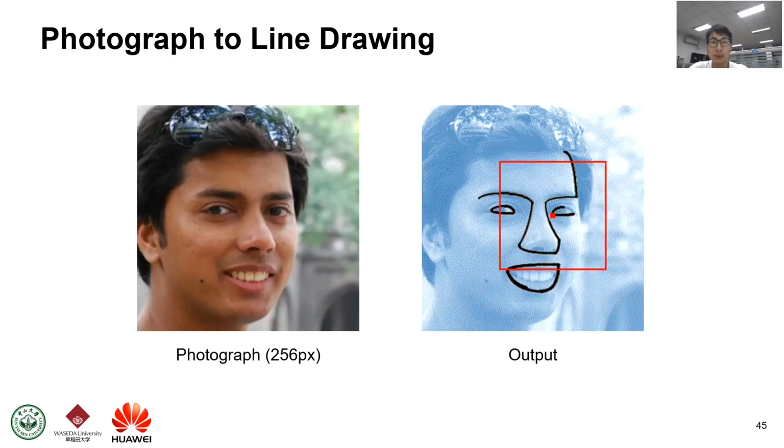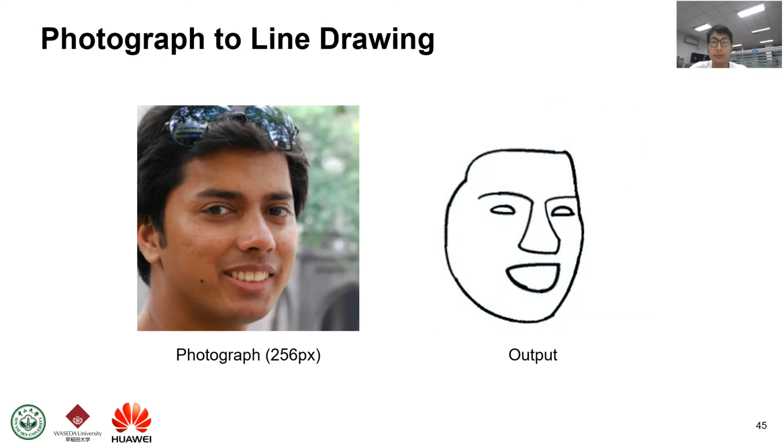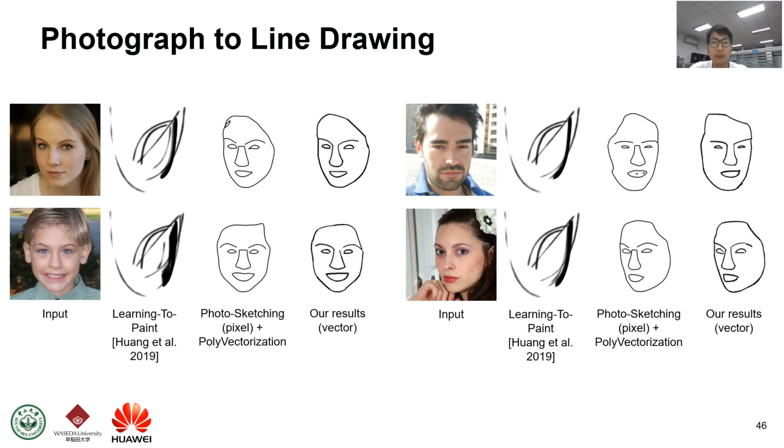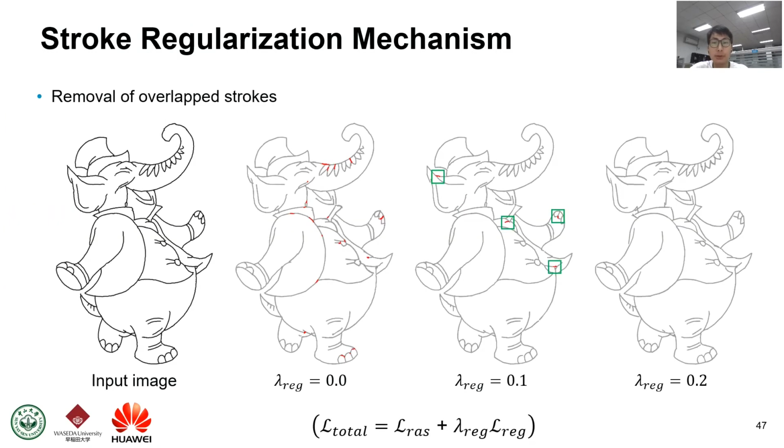Our framework can also work with photographs like the face images. We compare with two baseline methods and found that our approach generates comparable facial sketches. Then I will show the effectiveness of another important contribution of our work, the stroke regularization mechanism.